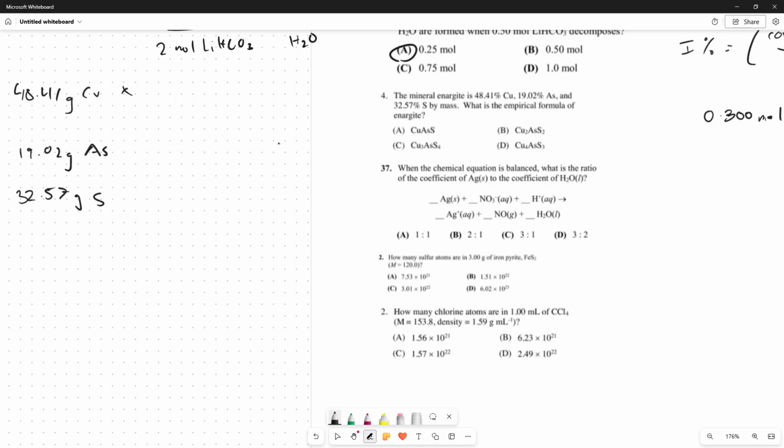Going to moles, the molar mass of copper, I think, is 63.546 grams for every 1 mole. For every 1 mole of arsenic, we have 74.92 grams. And for every 1 mole of sulfur, we have 32.065 grams.